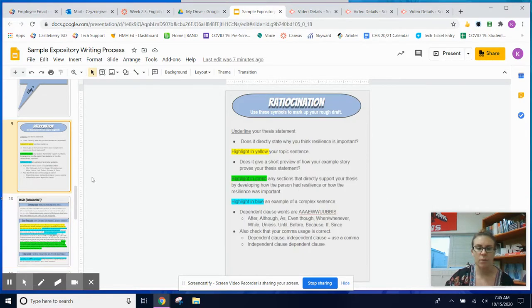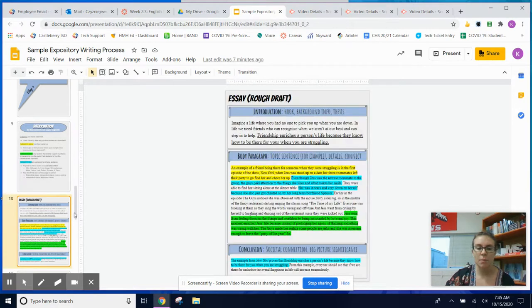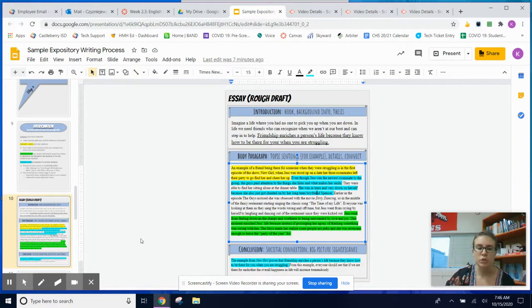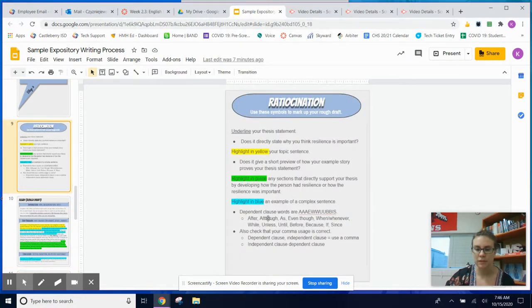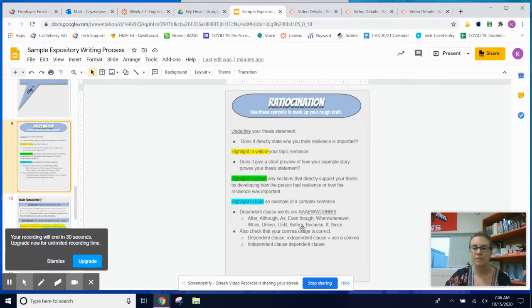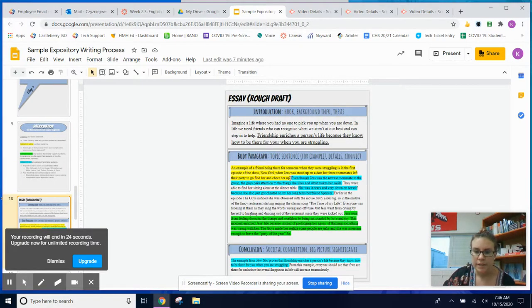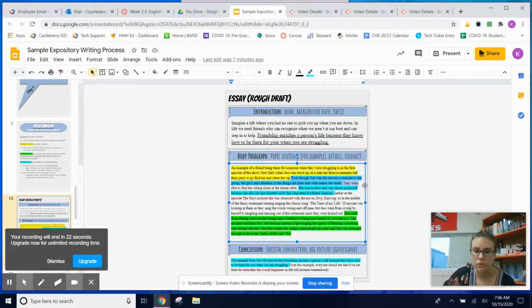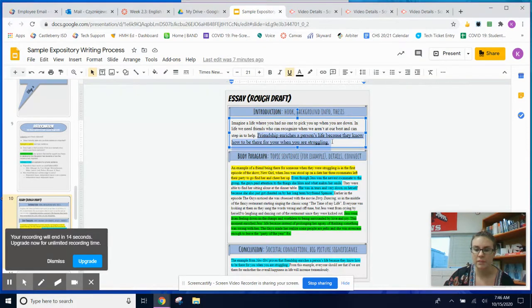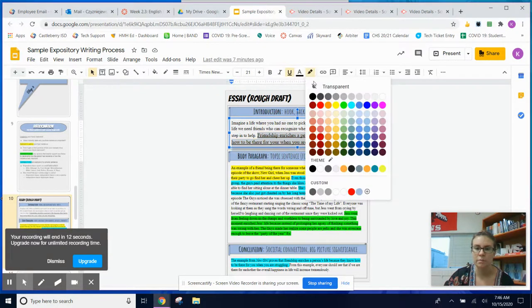After that, I went through and I found any complex sentences that I could find using the AWUBIS words that are listed right here. After, although, as, even though, when, whenever, while, unless, until, before, because, if, since. So you can see right here. Even though Jess was the newest roommate to the group, the guys paid attention to the things she likes and what makes her smile. Right here, I could also say this is a complex sentence because it has the AWUBIS word because.